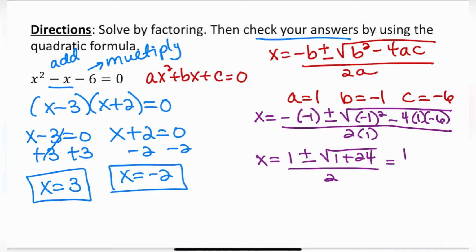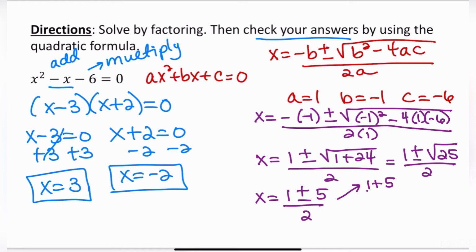This equals 1 plus or minus the square root of 25 all over 2. The square root of 25 is just 5. So I have 1 plus or minus 5 over 2. And so because of the plus or minus, I really have 2 possible answers. 1 plus 5 divided by 2 and 1 minus 5 divided by 2.